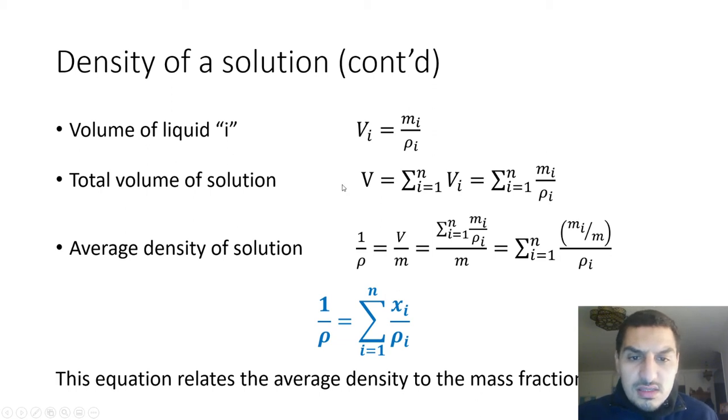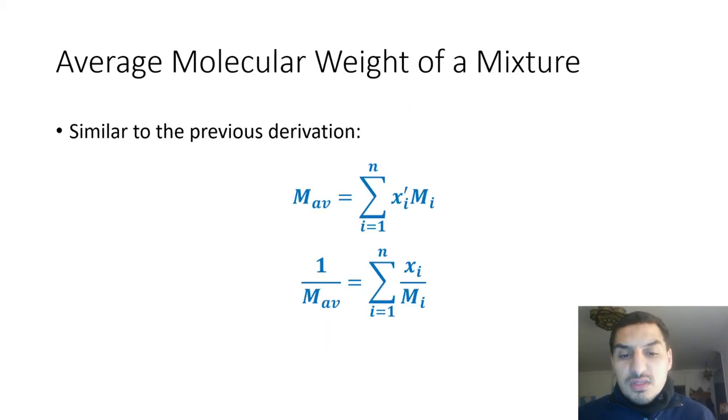This is the total volume, and one over the density is going to be v divided by m, which is the same as this divided by the total mass, and mi divided by the total m is the mass fraction. So you can say that one over the average density is the summation of xi divided by rho i, which is the component mass fraction divided by the component density.